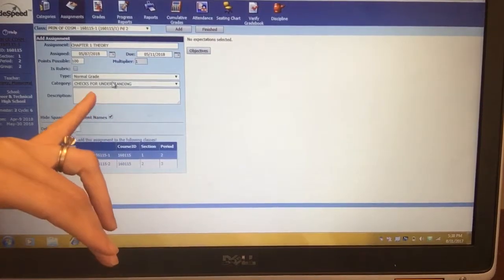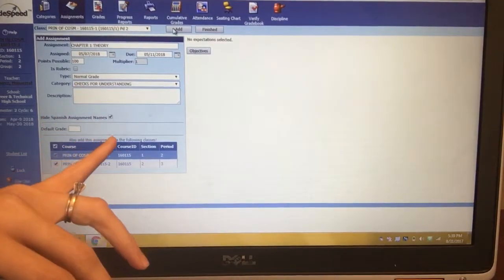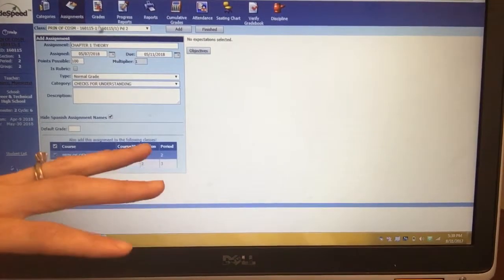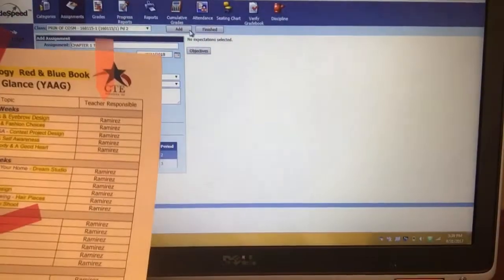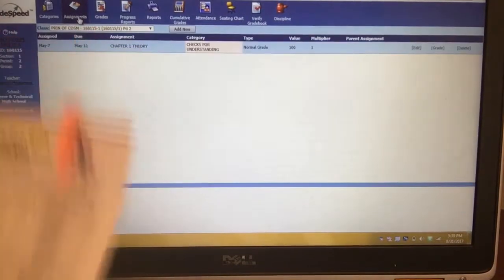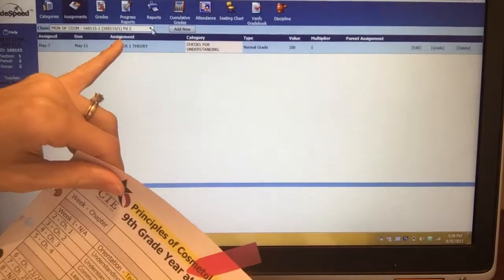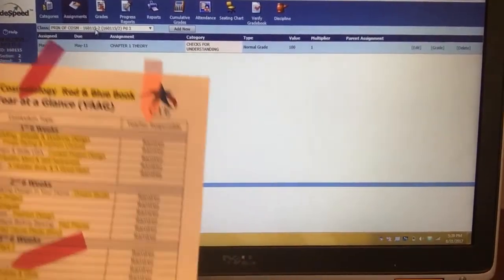Okay. So here it checks for understanding, and then I click add, and it adds it for me. Here at the bottom, there's this little option that if I have 2 of the same courses, it will add it for me, so I only have to add it once. So when I go ahead and do add, and let me cover this up a little bit, it's going to add that to my assignment. So when I click on assignments, here it is right here. And if I click on third period, it automatically added it as well. Okay, that way I don't have to do it twice.